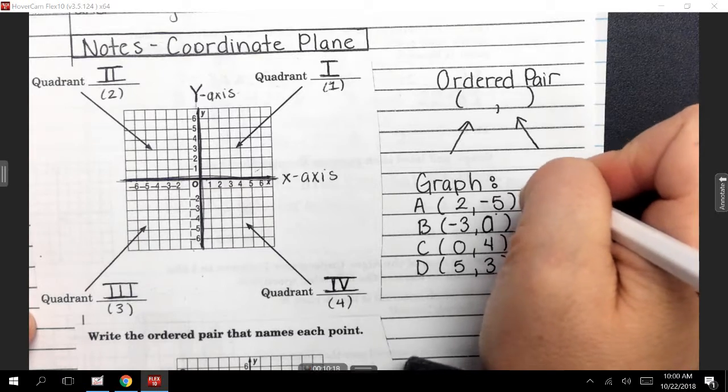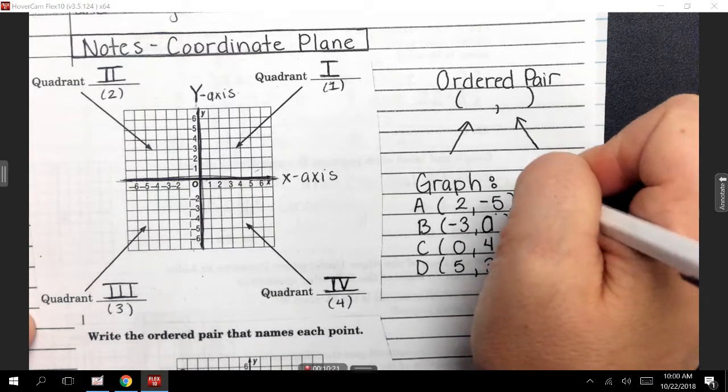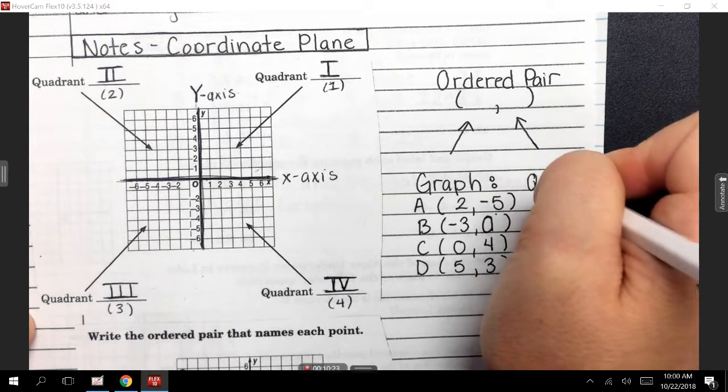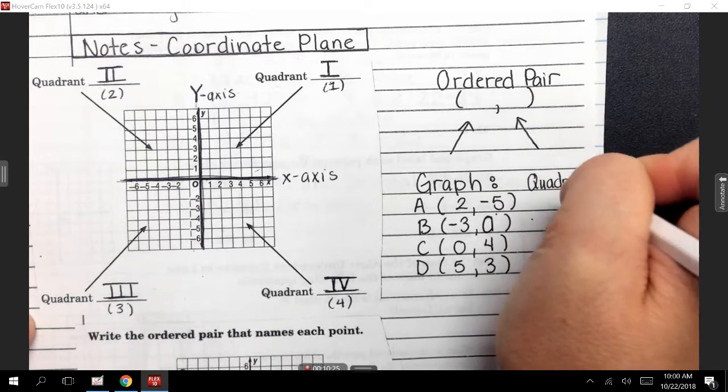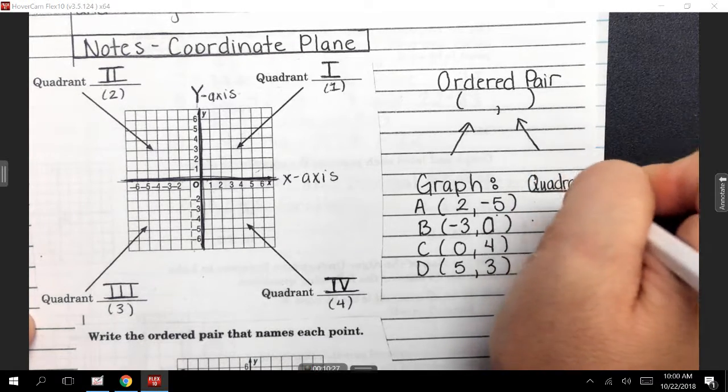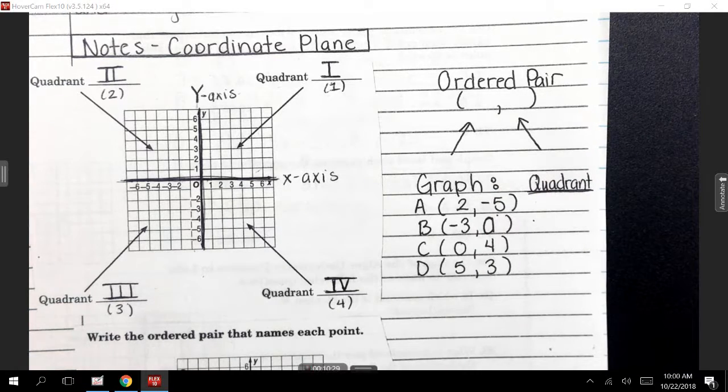All right, we're going to graph these points, and we're also going to name the quadrant. Because this is on the homework, and you have to do this on the homework. And I noticed, again, first period, that I obviously did not emphasize them enough. So we're going to kind of practice with those as well.